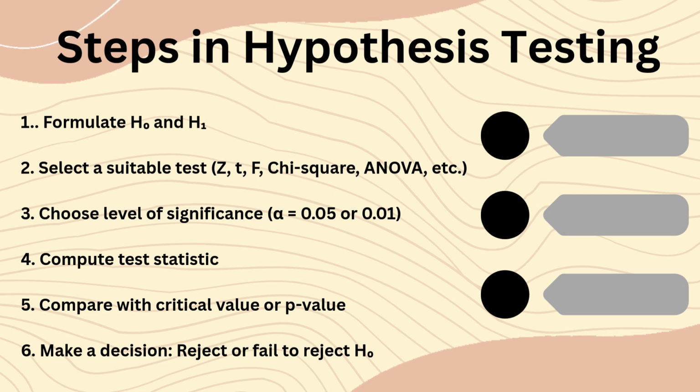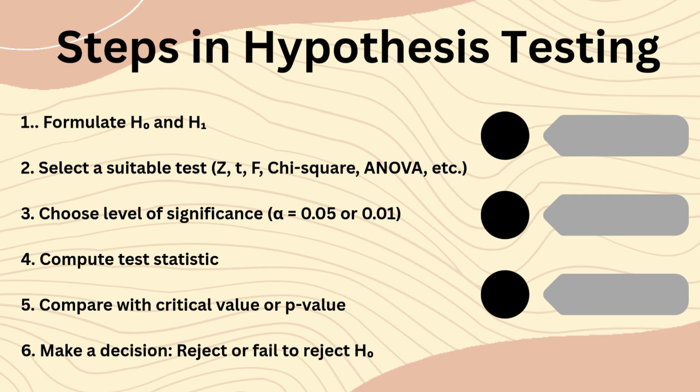Step 2. Selection of appropriate test. Depending on the type of data and research problem, we select the appropriate statistical test. Common tests include Z-test, used when population variance is known and sample size is large. T-test, used for small samples or unknown population variance. Chi-square test, used for categorical data. ANOVA, analysis of variance, used to compare means of more than two groups.